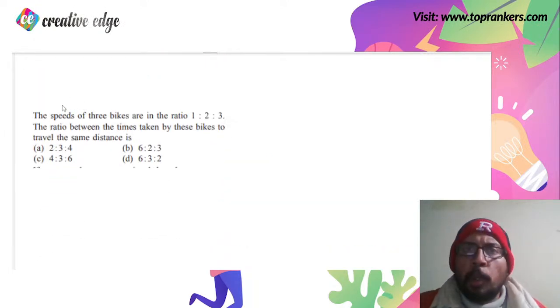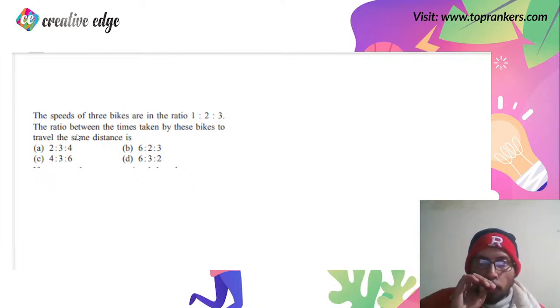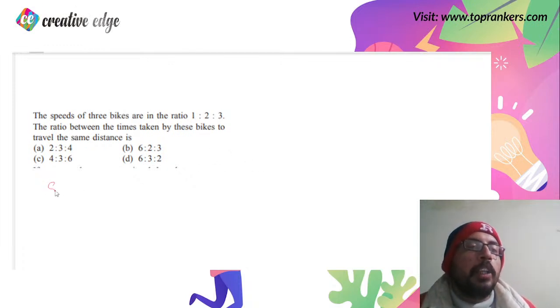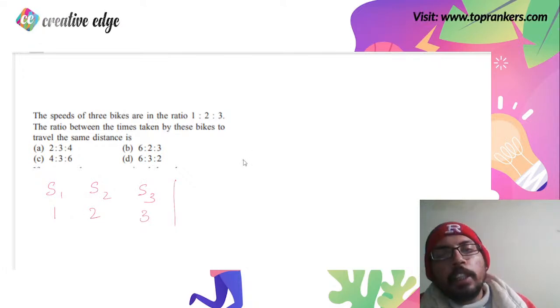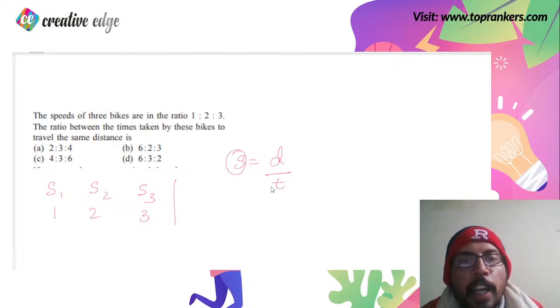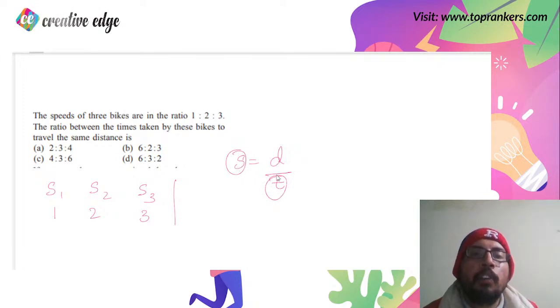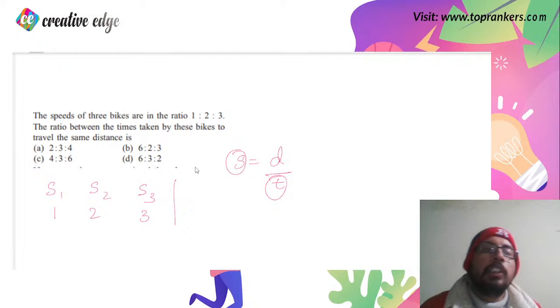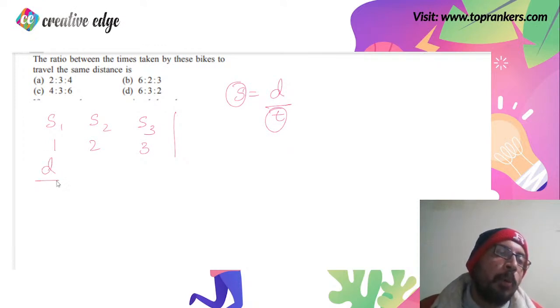Now this is probably my last question for the day. The speeds of 3 bikes. So the ratio of speeds is given 1:2:3. The ratio between time taken by these bikes. So we know that we have been given a ratio of speed S1:S2:S3, that is 1:2:3. Now I know that speed equals distance upon time. That means I can say that speed and time are inversely proportional. So if my speed is S1, time is going to be distance upon speed. If distance is common, let us say distance is x unit or 1 unit, then distance upon 1.